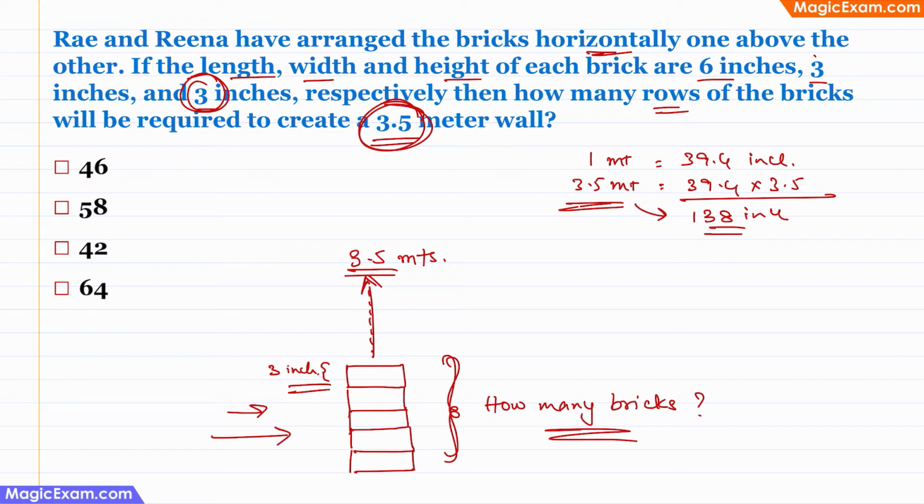Now, since the height of each brick is 3 inches, we have to divide this 138 by 3. So we'll get 3 1s are 3, 3 4s are 12, 3 6s are 18. So 46. Therefore, we will need 46 such bricks to reach a height of 3.5 meters. So the answer is 46.